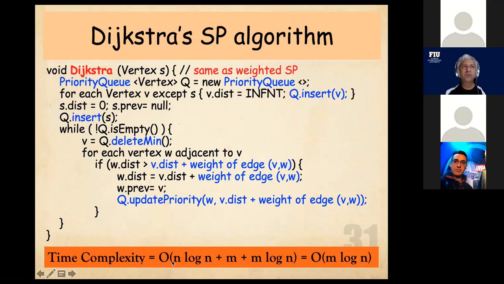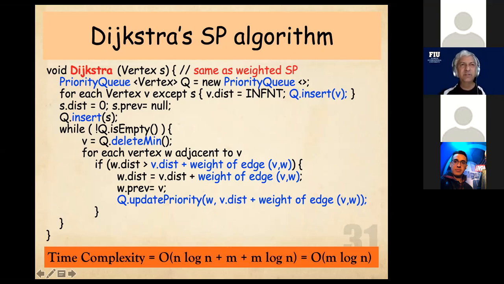Okay, so it turns out that the time complexity of this algorithm is n log n plus m plus n log n, and let's see how that works out. The first step is to build a priority queue. To build a priority queue with n vertices takes you n log n time. That's your first thing.